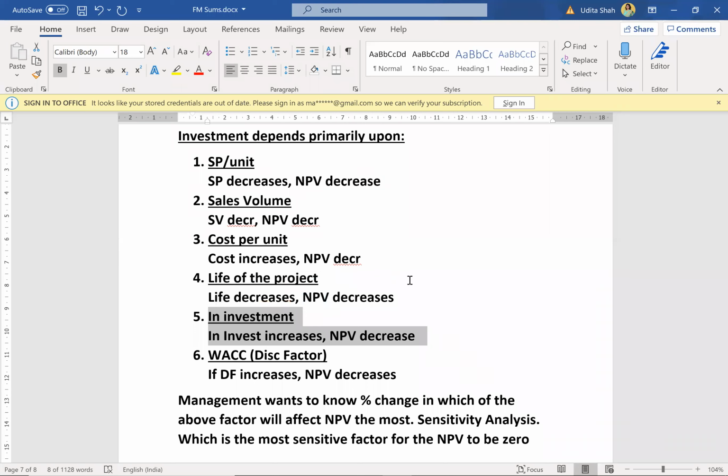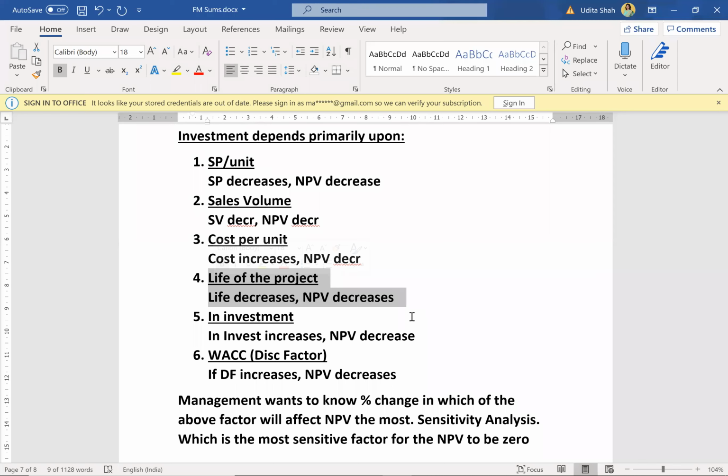Okay. Now, which method compares life of the project with NPV? That also you guys know. Which method compares life of the project with NPV? Discounted payback period. Correct. Period means what? Life of the project. Okay. So that's what I said.